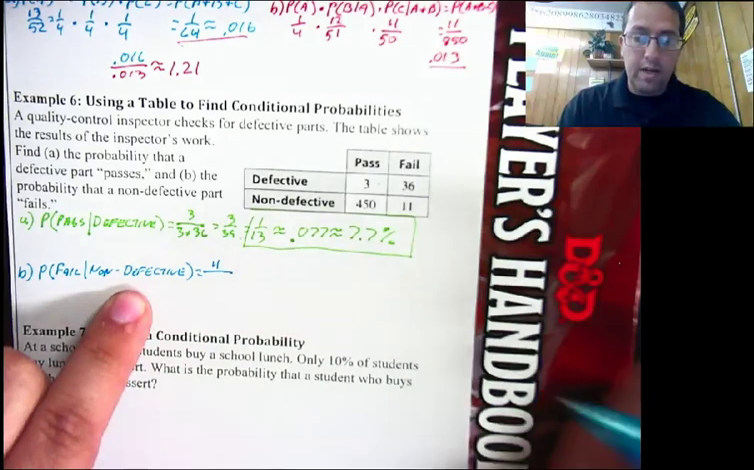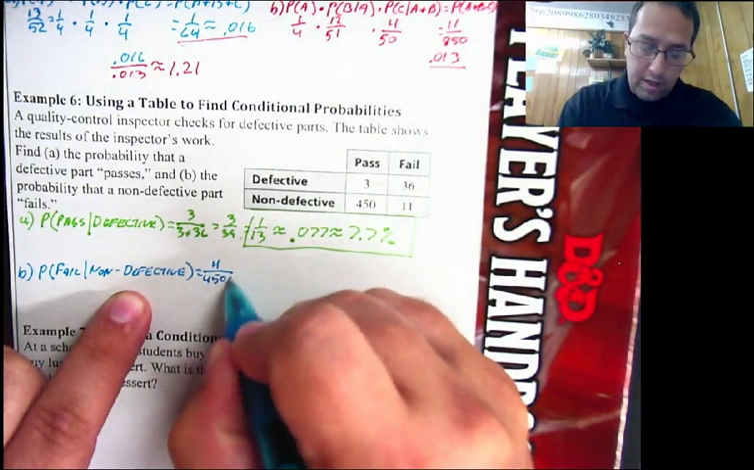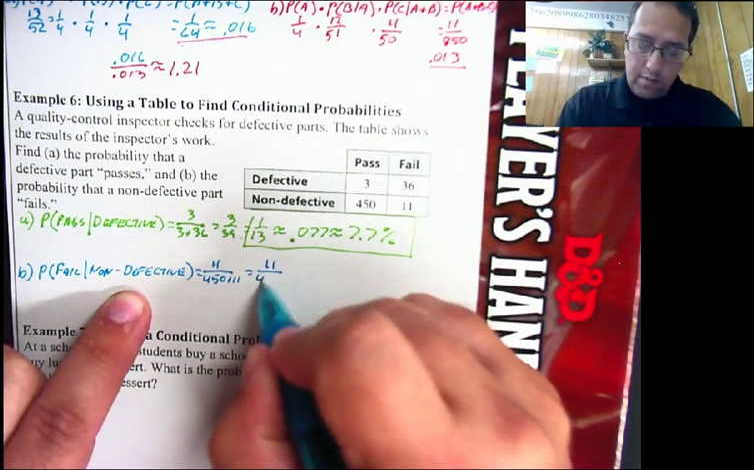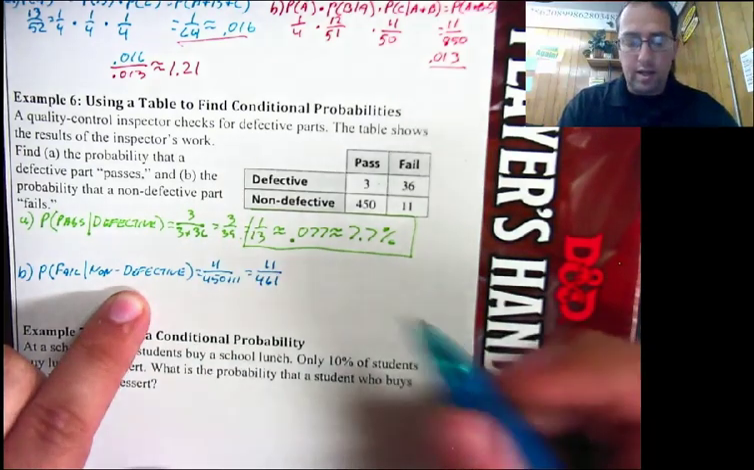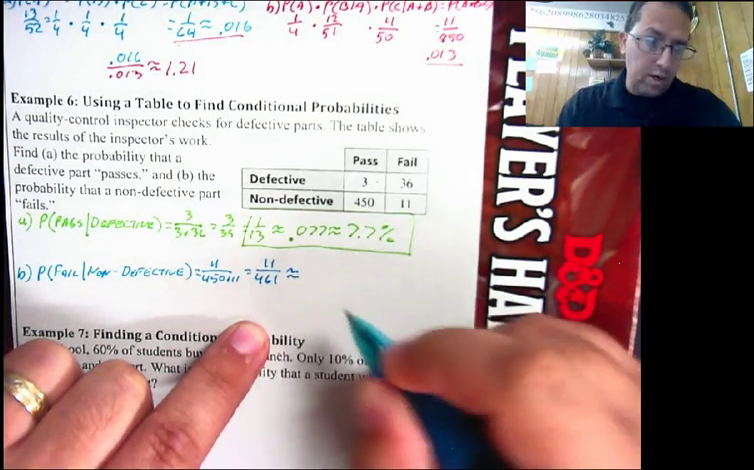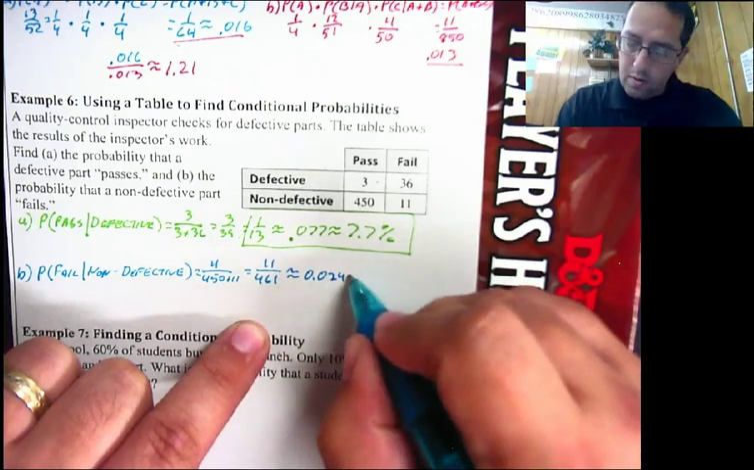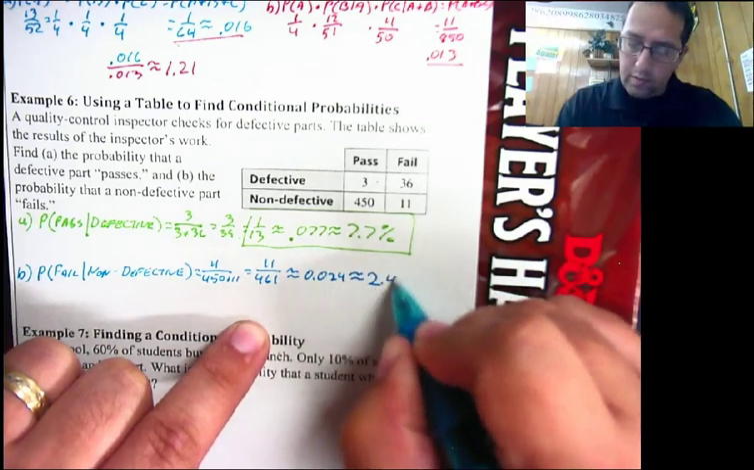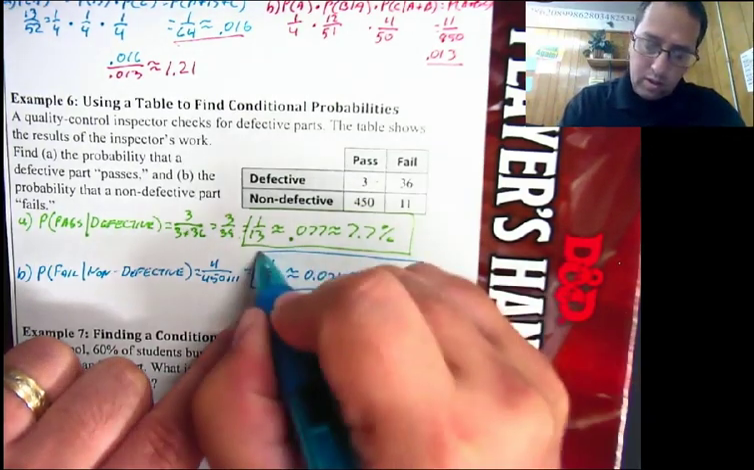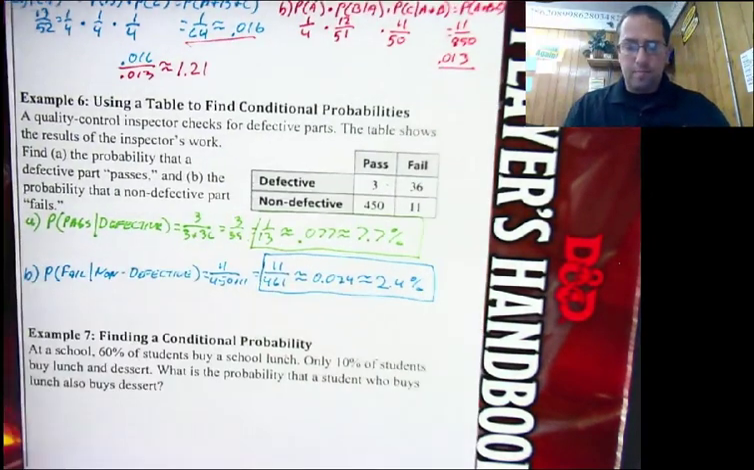Out of how many non-defective parts were there? Well, there were 450 that passed, plus the 11 that didn't. So we're looking at 11 over 461. And that does not simplify, so it's 11 out of 461, which is approximately 0.024, or about 2.4%. All right. So there it is. All right.